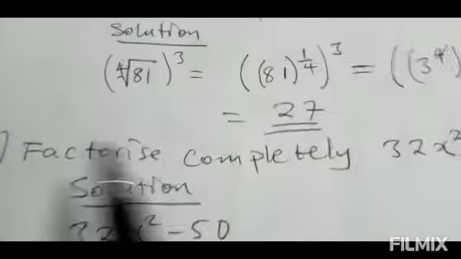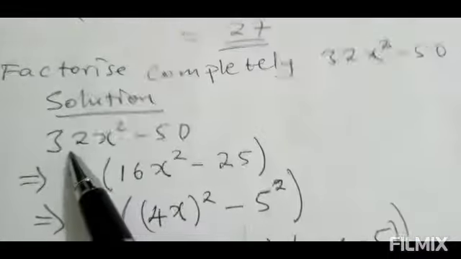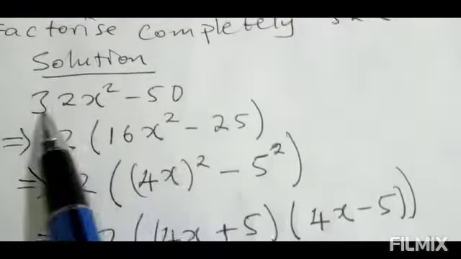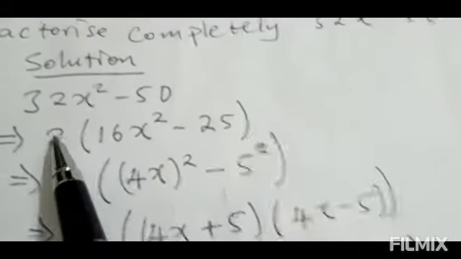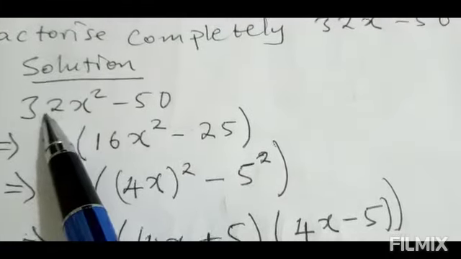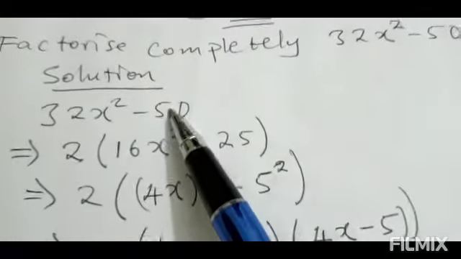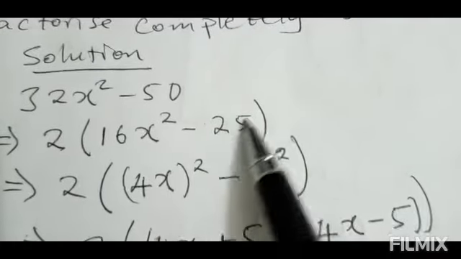Now, number 3, factorize completely. 32x squared minus 50. 2 can go into these numbers without giving us a remainder, okay? We can factor it out. So 2 times 16 gives us 32x squared, okay? 2 times 25 gives us 50. So we take 2 outside. 2 brackets 16x squared minus 25, okay, in the brackets.